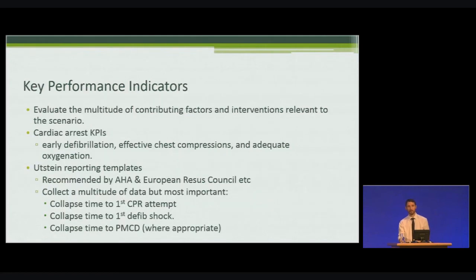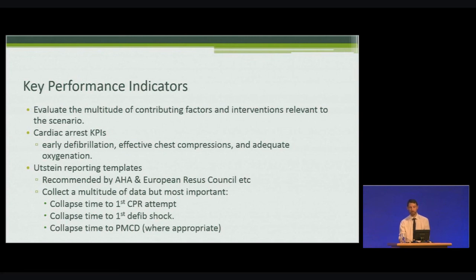For any clinical scenario you want to look at, what are the key performance indicators, as in how are we managing this scenario in our unit, and how do we compare it across other units both nationally and internationally? In dealing with a complex scenario like a cardiac arrest, there's a multitude of contributing factors and interventions related to the scenario. But for cardiac arrest, you can break it down into three main key performance indicators, which would be early defibrillation, effective chest compressions, and adequate oxygenation of the patient.